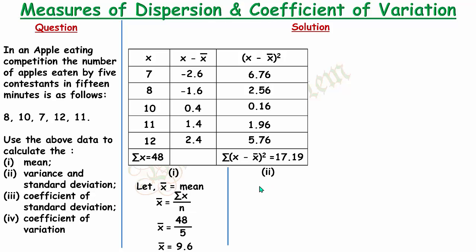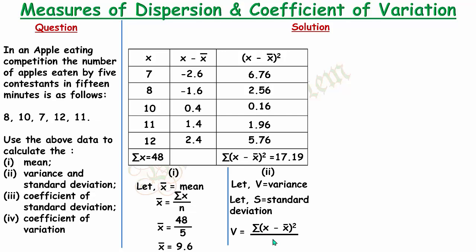Okay, so the second value, let v be the variance, and let s be the standard deviation. So the variance will now be equal to the summation of x minus x bar all squared, that's the summation of the third column, which is 17.2, divided by the number of participants in the competition. Five persons took part in the competition.